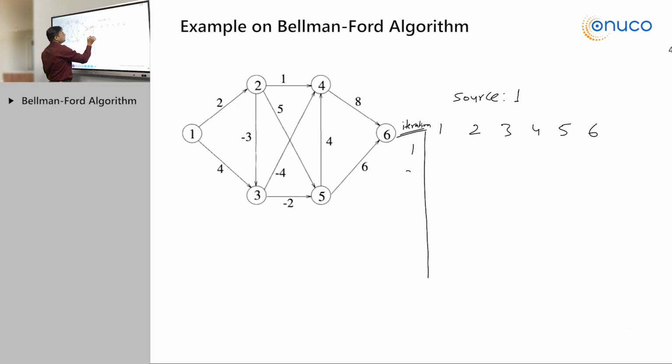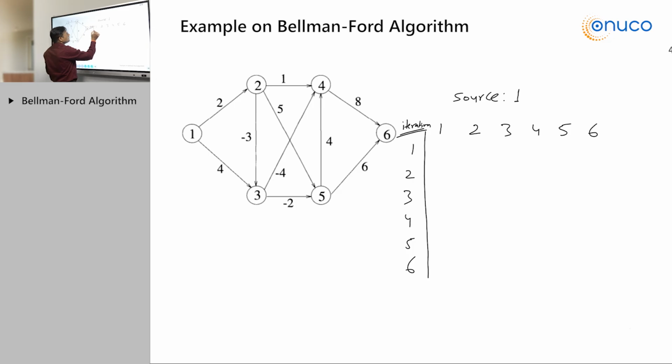So here is 1, 2, 3, 4, 5, 6. Don't get confused. The number of iterations will be 1 less than the number of vertices. So the number of vertices is 6, so the number of iterations will be 1 less than that. Alright.